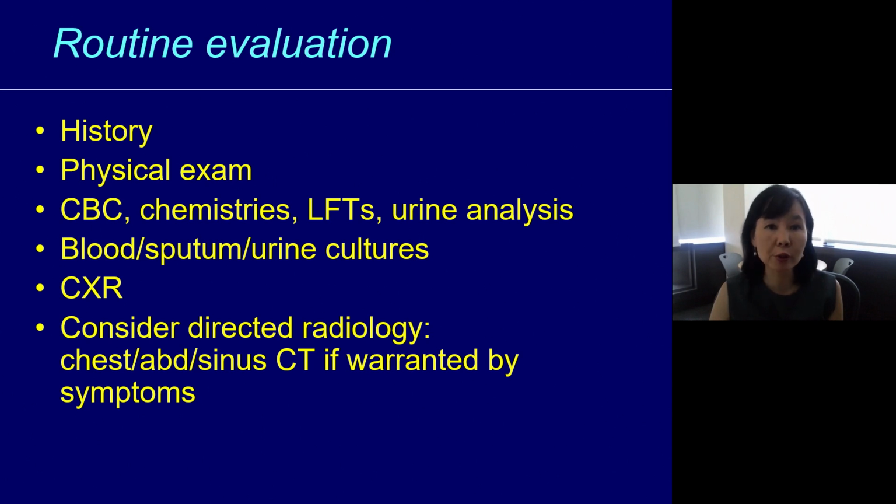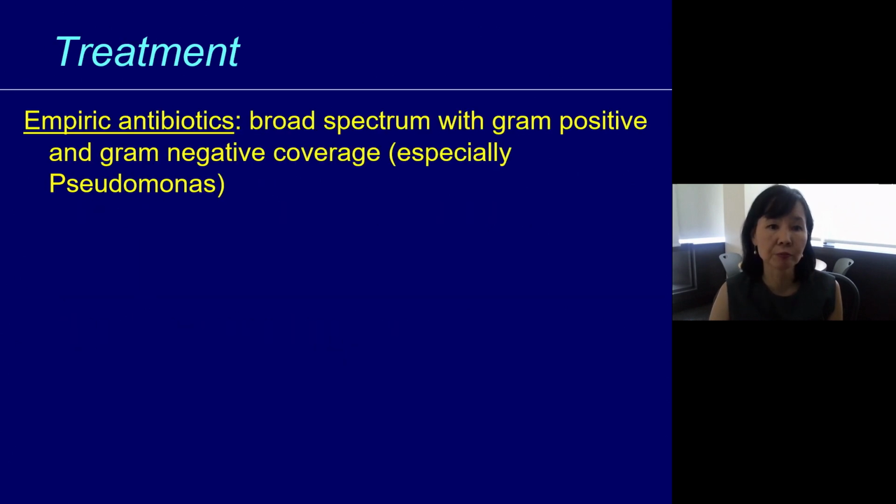And so the routine evaluation for fever and neutropenia is the history, physical examination, routine laboratory tests, routine cultures, and a chest x-ray. You do not need to do a chest, abdominal, pelvic CAT scan on everyone with fever and neutropenia, only if warranted by symptoms.